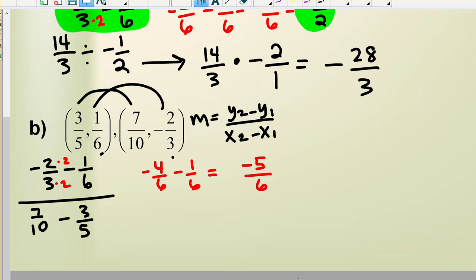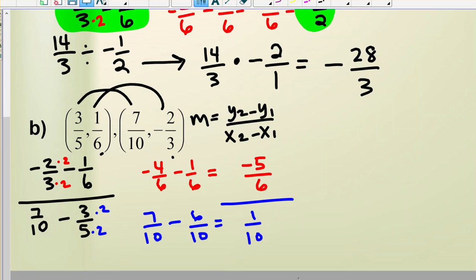I'll go ahead and switch colors. Between 10 and 5, my common denominator would be 10. So I have 7/10 minus 6 over 10. Again, I multiplied both the top and the bottom by 2. So 7 minus 6 is 1. So I have 1/10.